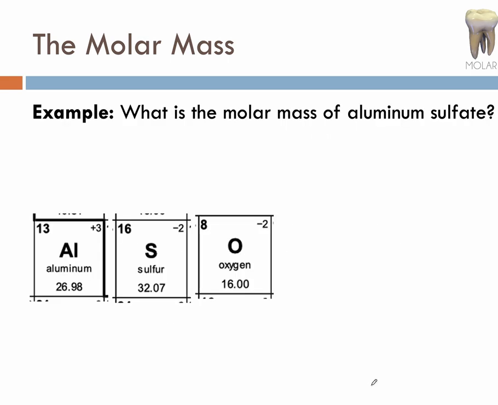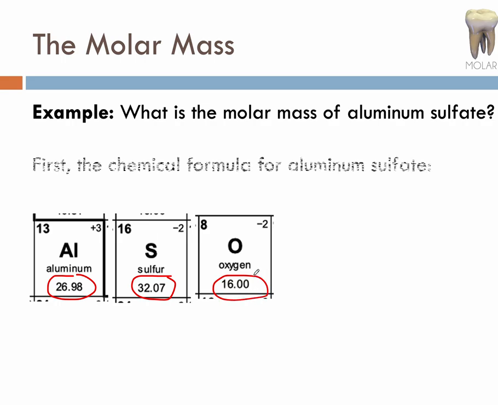Let's try a harder example. What if you had aluminum sulfate? So I'm going to grab my periodic table and I'll see the molar masses of each of those. There's aluminum, which has a molar mass of 26.98 grams per mole, sulfur, 32.07 grams per mole, and oxygen, 16.00 grams per mole. First move I'm going to need is my chemical formula for aluminum sulfate.